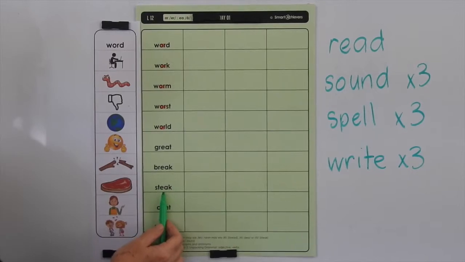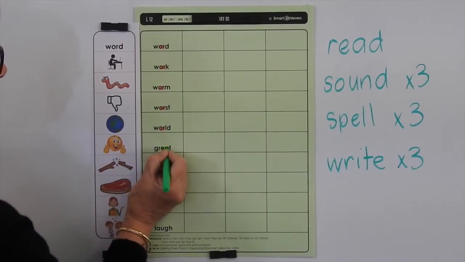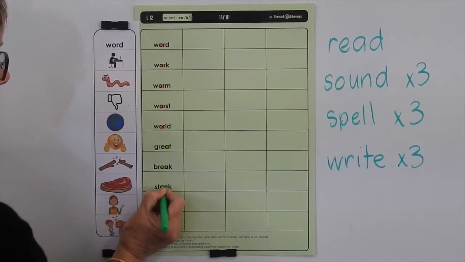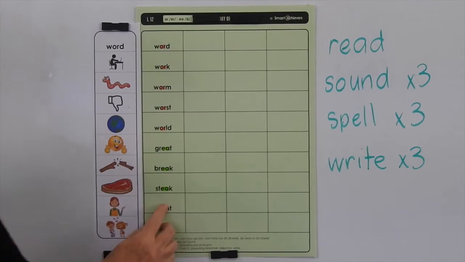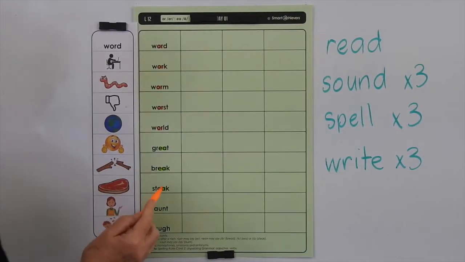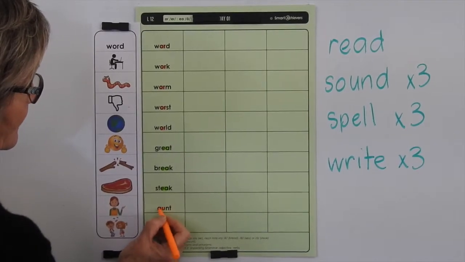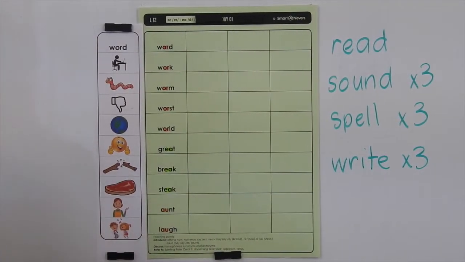Then you can choose another colour and we'll look at the next one. Great, break, steak. We're using EA to make the long A sound in these words. So you can colour those a different colour. And then the last one we've got aunt and laugh. So we've got the AU making that R sound there. Not many words with those two letters making that R sound.